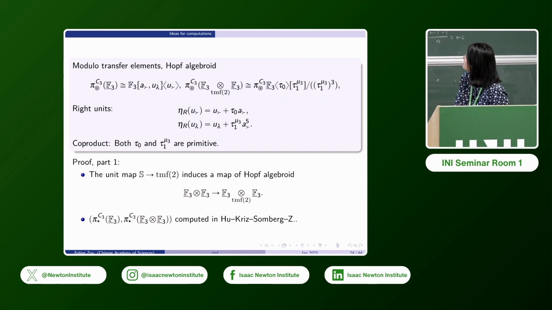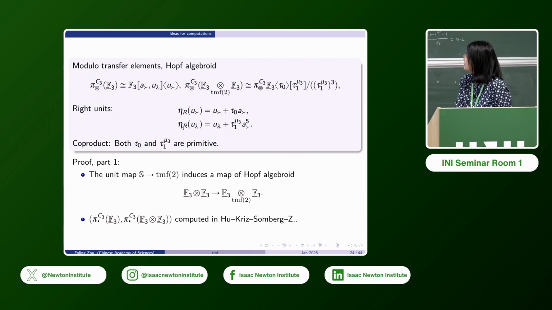Now modding out by transfers, this is the Hopf algebroid pair we get, and the data is the following. The right unit of U spoke is U spoke plus tau 0 A spoke, and the right unit of U lambda is U lambda plus tau 1 mu3 times A spoke to the fifth, and the tau 0, tau 1 mu3, they are primitive.